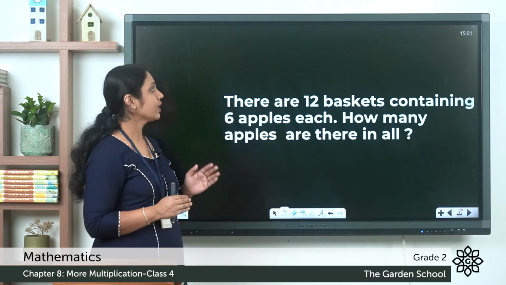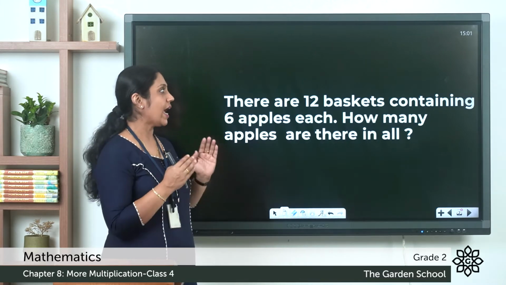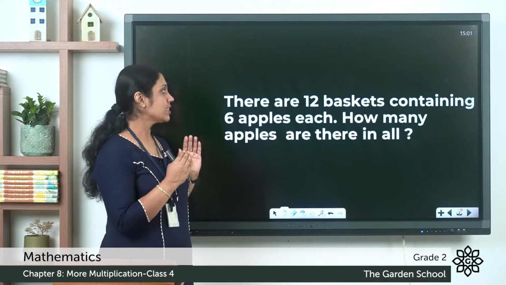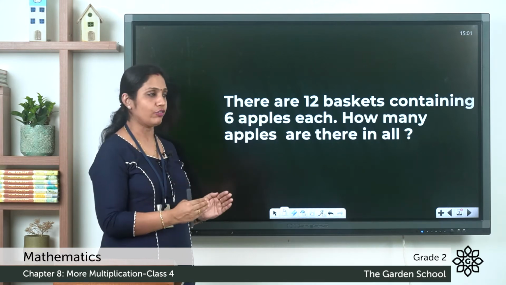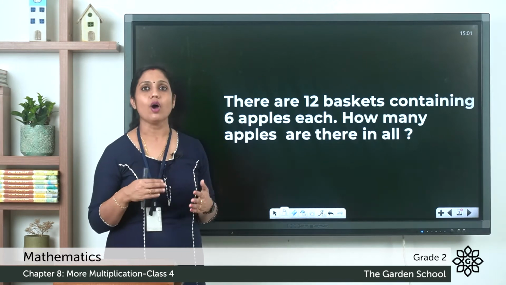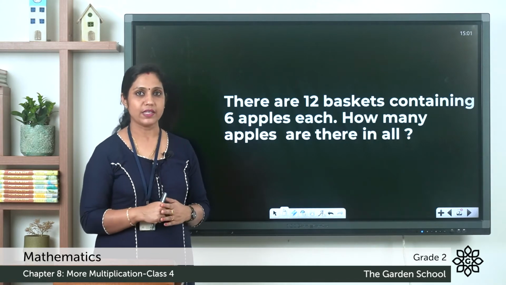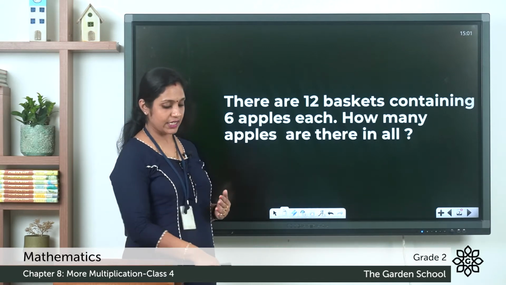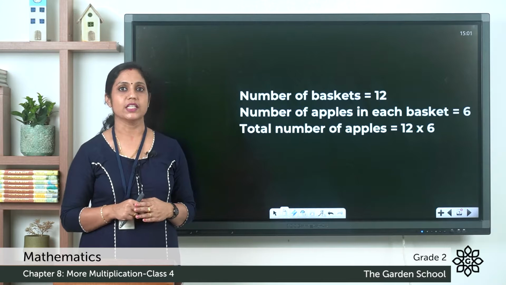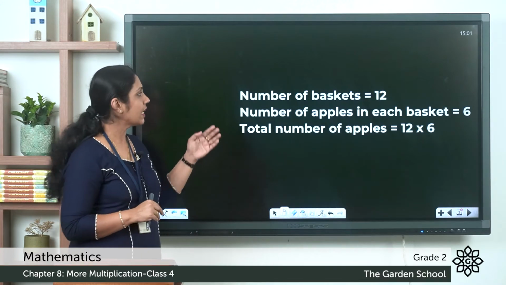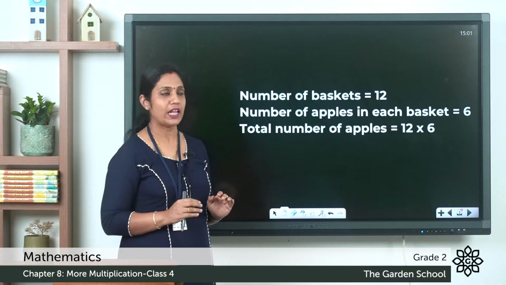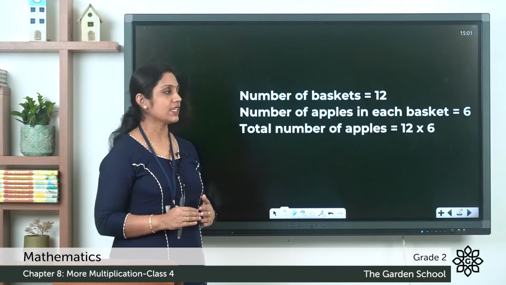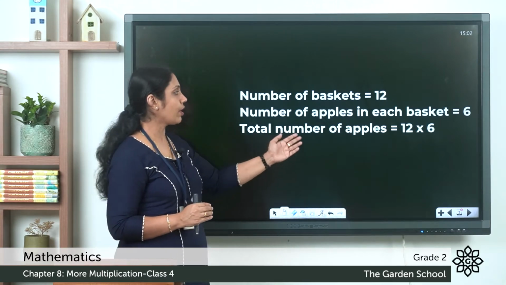So here you can see that there are 12 baskets and in one basket there are 6 apples. So there are 6 apples each. So we have to find out how many apples are there in all. So in 12 baskets, how many apples are there? When you get a question like this, what you have to do? We have to write the steps. Let's see. Number of baskets. So in the question itself, we saw the number of baskets. Number of baskets is equal to 12. Number of apples in each basket is equal to 6. And we have to find out the total number of apples.